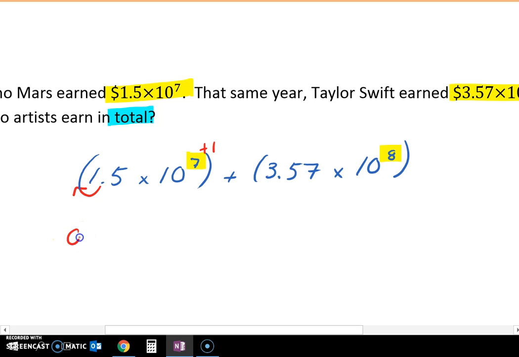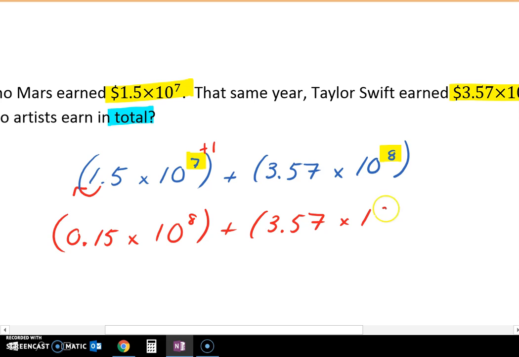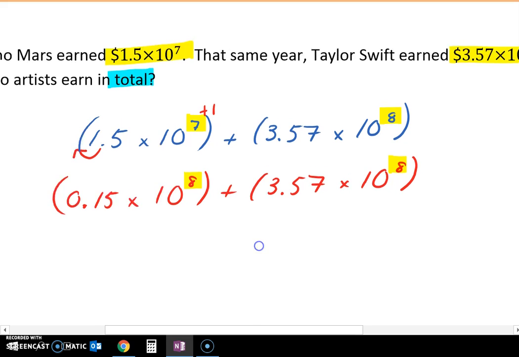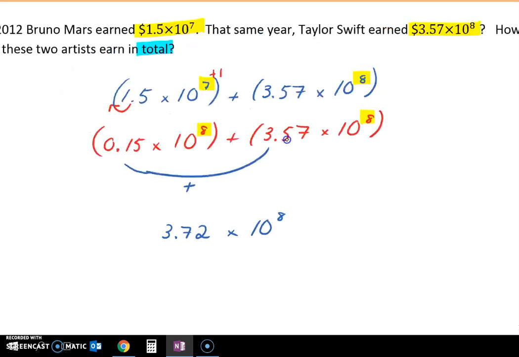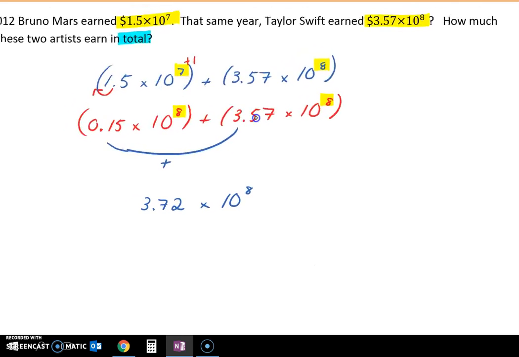So this is really 0.15 times 10 to the 8th power plus 3.57 times 10 to the 8th power. Now, because the exponents match, we are simply going to add our first factor, and your answer would be 3.72 times 10 to the 8th power. Now, because this is a word problem, we are going to answer it a little bit better than that.